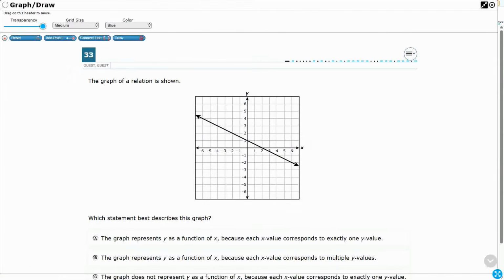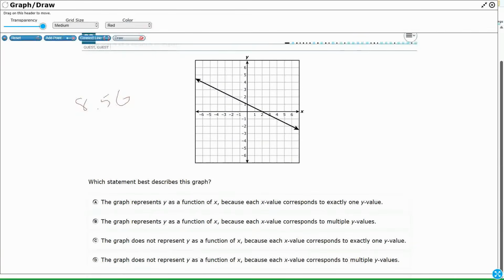For number 33, we are looking at identifying functions. This is 8.5G. And we have a graph of the relationship here, or this is just a relation, and it looks like a straight line. Now, is it a function? Is it not a function? Well, it is a function if every x has one y, and we can draw vertical lines, and it only hits the graph once. It doesn't double back on itself. Okay, so it is a function.